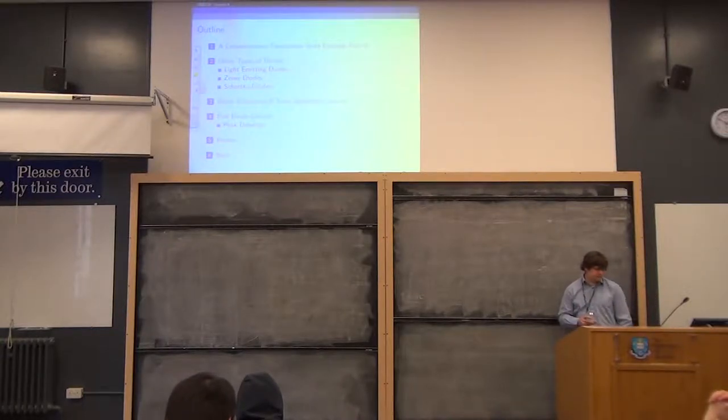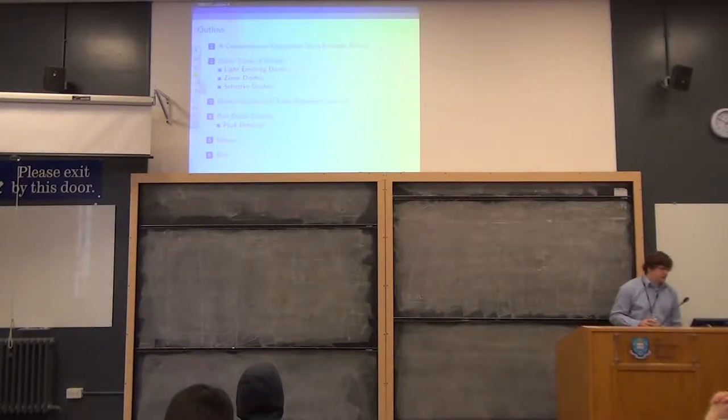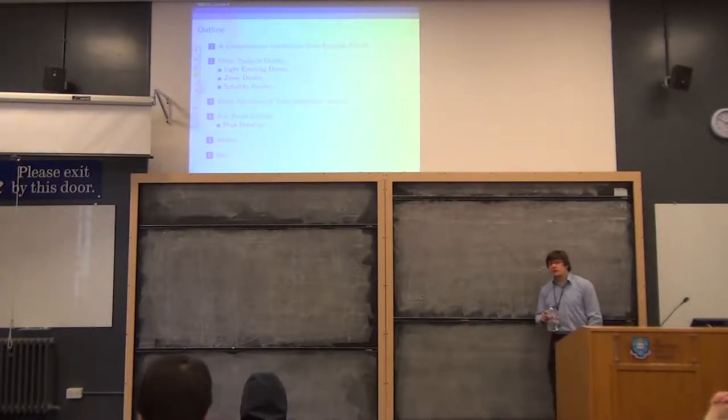So this lecture, we will finish that example, and then I want to talk a bit about other types of diode, including light-emitting diodes, Zener diodes, and Schottky diodes. And then, just a little bit, you seem happy.